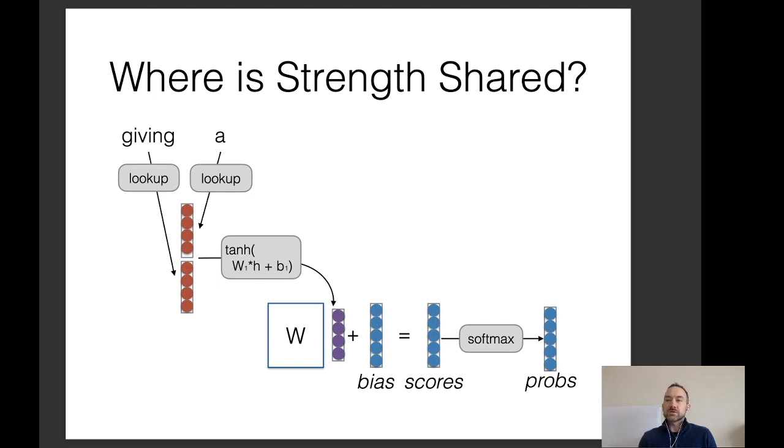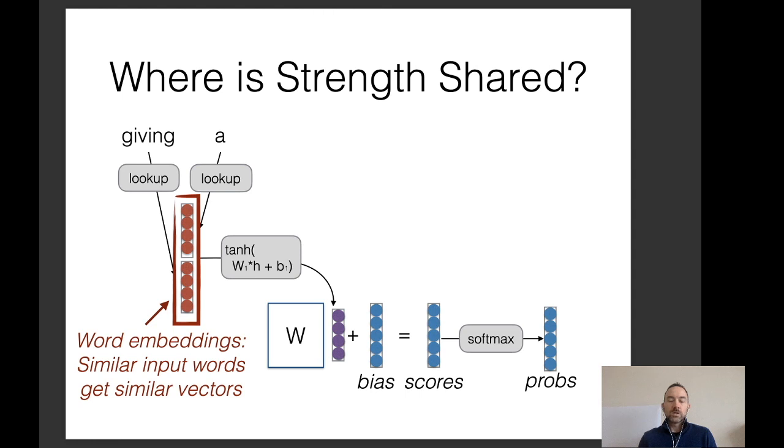It also allows us to share strength among words or contexts. So for the word embeddings, if we have similar input words, they can get similar vectors. So for example, well, "giving" maybe isn't the best example, but like "walking" and "running", for example, they would have very similar vectors, or "a" and "the" might have very similar vectors. So even if we have a training example where we haven't seen that exact word, we can still share strength with other contexts that have similar words in them.